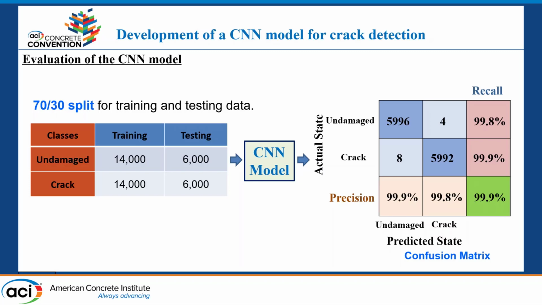70% of the undamaged images will be used for training and 30% will be used for testing. So these images will be input into the CNN model. After the execution of the CNN model, we got an accuracy of 99.9% in classifying the images to their respective labels as undamaged and cracked. So in this part of the study, we developed a CNN model with an accuracy of 99% to classify the images and detect the presence of the crack.